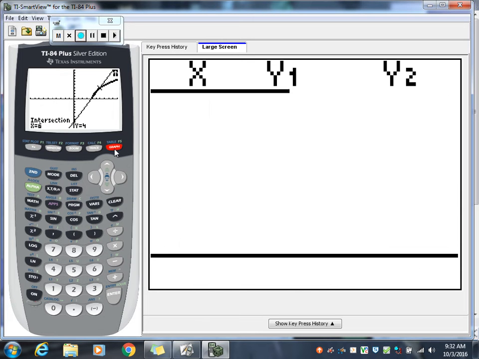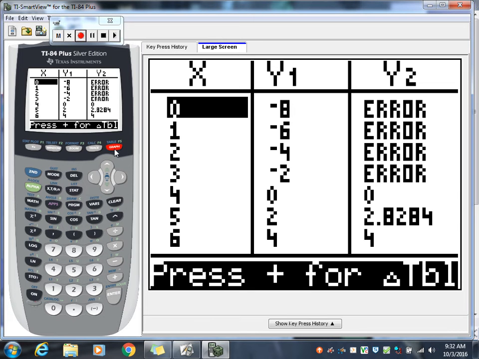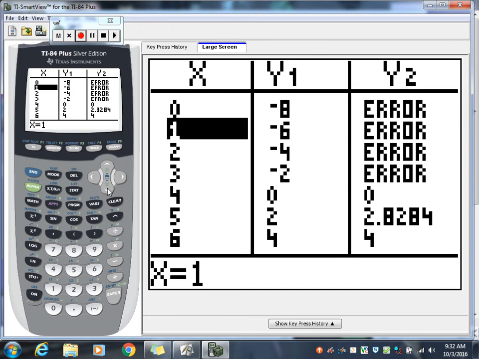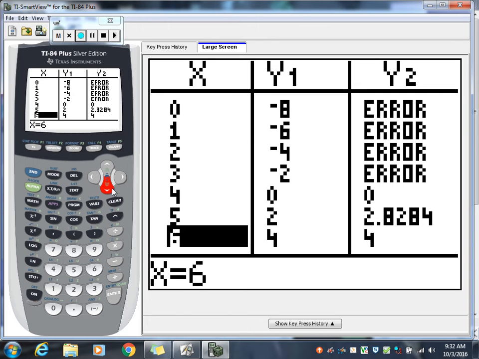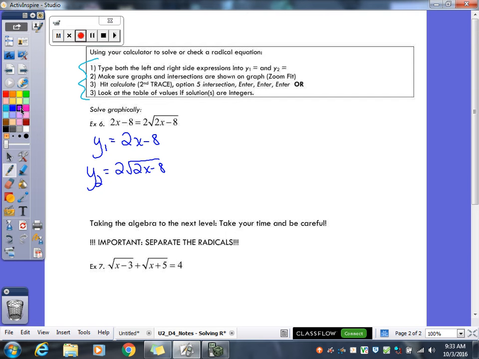Another way we could do it is you could look at your table. As you see, we got a whole bunch of errors where they're radical. You can't have values at those points. But if you keep going down, we also have a second intersection point where x is 4, they're both at 0. And then where x is 6, they're both at 4. So we actually have two answers for these ones. It would be where x is 6 and where x is 4.